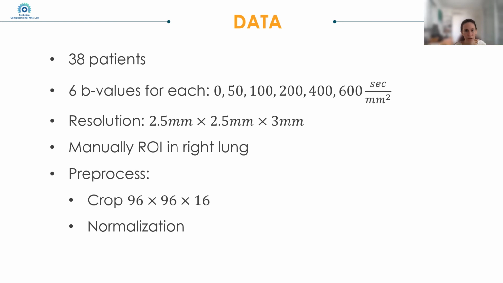A region of interest, ROI, was manually drawn for each case in the right lung. We cropped each image to a shape of 96 by 96 by 16 and normalized it by the maximal value at the B equals 0 volume.